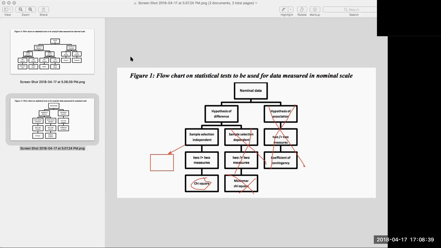The reason it is, I think, less common is because most often researchers are going to use the chi-square test, even if there are just two measures that are different. Because the chi-square test is flexible. It can use any number of categories. Same with the analysis of variance.